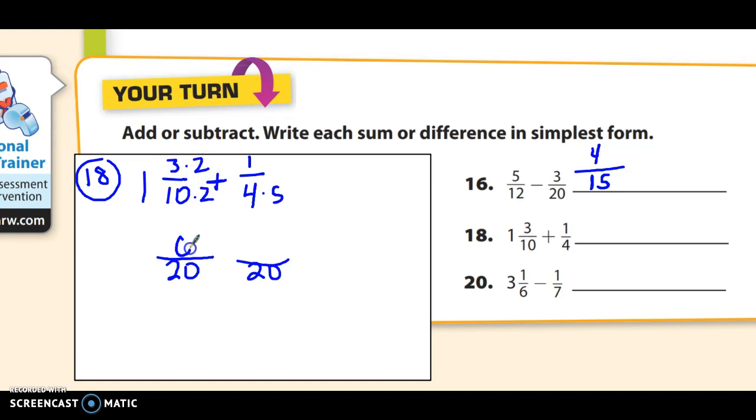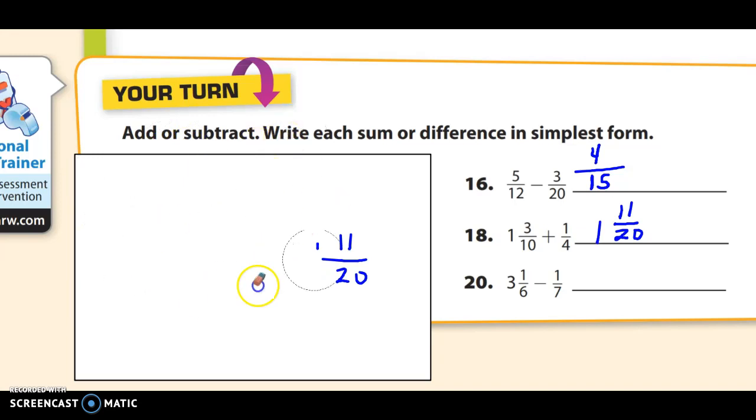3 times 2 is 6. Multiply this numerator by 5. 1 times 5 is 5. This is addition. 6 plus 5 is 11. My denominator remains 20. My whole number is 1. 1 and 11/20. That's probably the easiest problem out of these 6. And it looked complicated because of the whole number, but the whole number is not a problem.